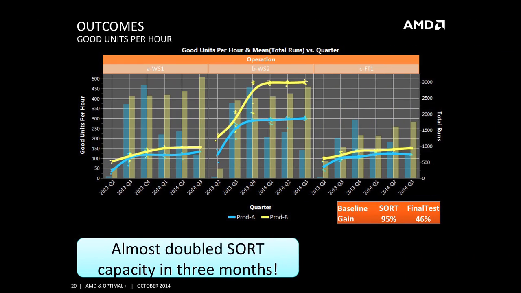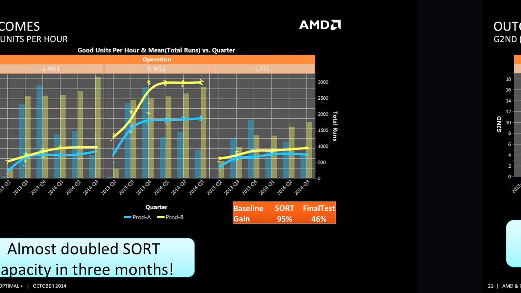We defined a custom measure that we refer to as good units per hour because we needed to make sure we were utilizing our testers most effectively. In all 3 cases, both sort 1, sort 2, and final test, we saw substantial gains. We effectively doubled our sort output.